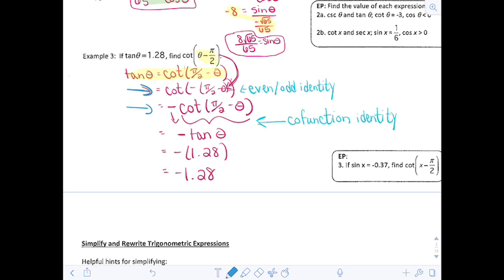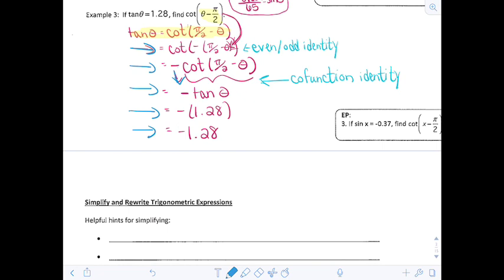Then, using my cofunction identity, I know that cotangent of pi over 2 minus theta is tangent of theta, and because it was negative, it's now negative tangent of theta. And then through substitution, tangent of theta is 1.28, so my final answer is negative 1.28. Okay, so hopefully you were able to follow that.